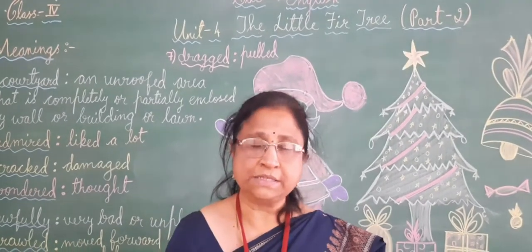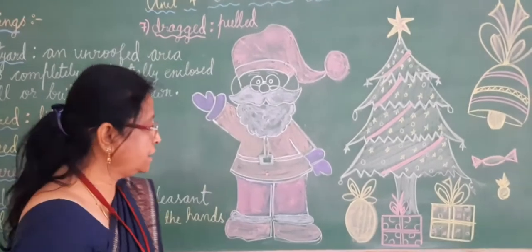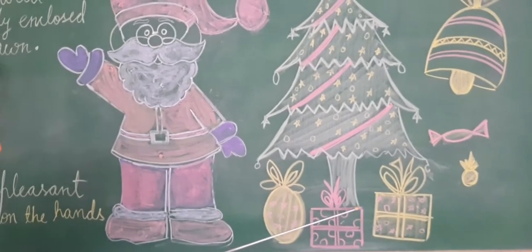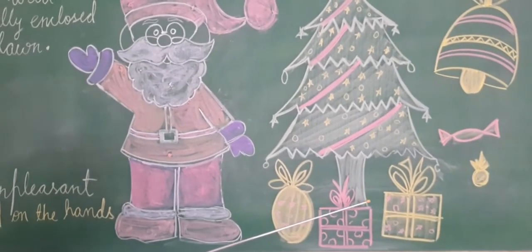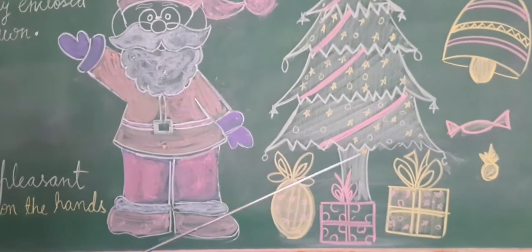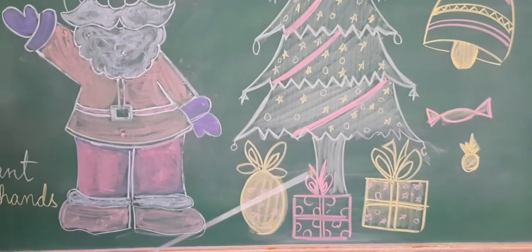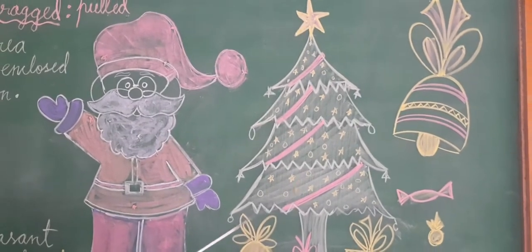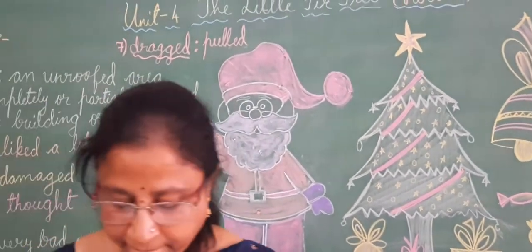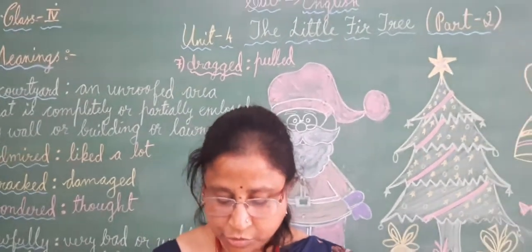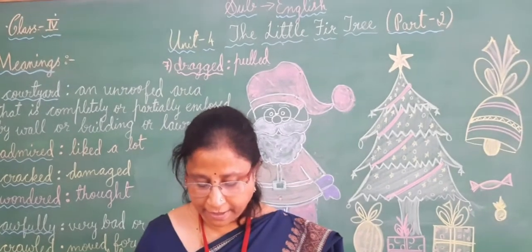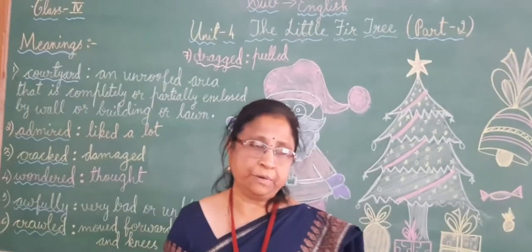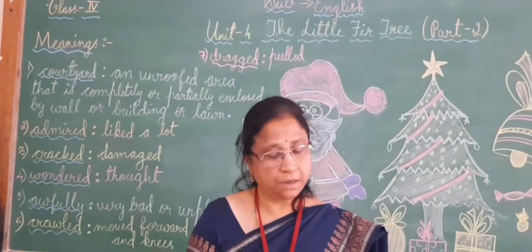So what happened, children? The ladies took the tree, and what did they do? They stuck it into the tub. This is the tub here, children; behind this there is a tub. The tub was full of sand. They stuck the tree into the tub, and they decorated it with shiny balls, gold and silver. As you can see here, they were decorated with shiny balls. Gifts in packets were hung on the tree and placed around it. So the gifts were hung on the branches of the tree and placed around it.